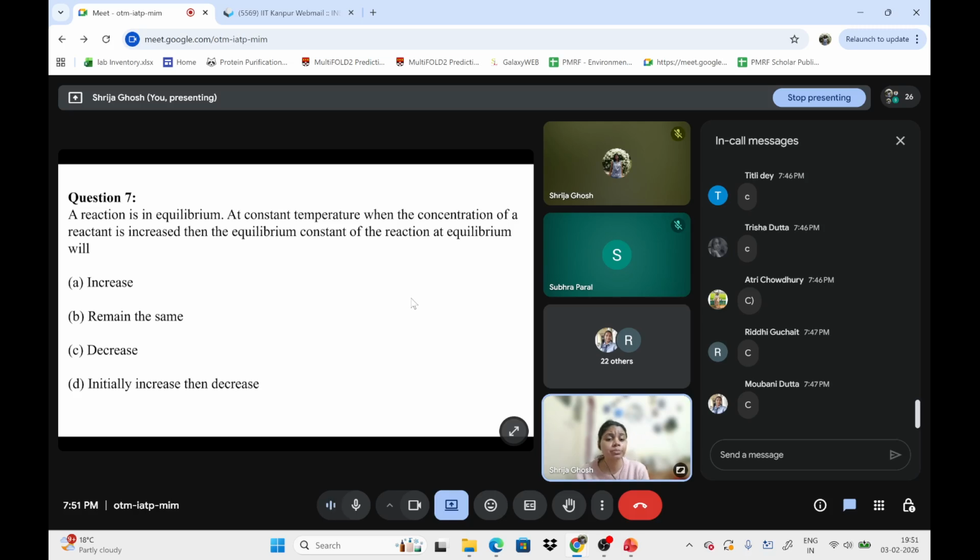What will happen to the equilibrium constant if I increase the concentration of one of the reactants in the reaction? I want everybody to write the answer for this. I have already discussed what happens to the equilibrium constant. So this should be understood by each and every one of you, because this is the basis of equilibrium and equilibrium constant, and this is something you must have studied in schools as well. I hope this concept at least is clear to everybody.